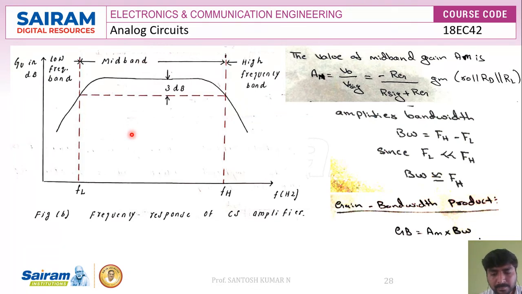So if you want a higher bandwidth, then we have to compromise with the gain. If you want high gain, then we have to compromise with the bandwidth. We make use of negative feedback amplifiers for increasing the bandwidth at the cost of reduced gain.